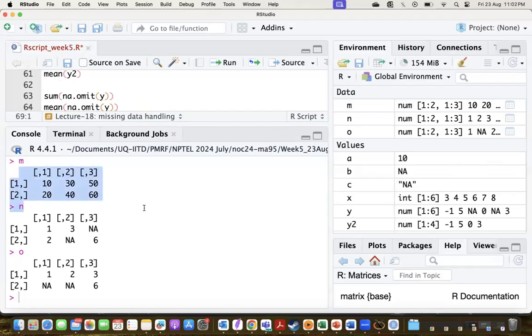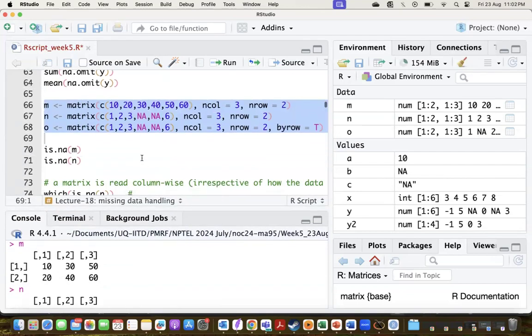The first matrix M is an ideal matrix. There are no missing values. In N, it is 1, 2, 3, NA, NA, 6, but this is filled column wise. So 1, 2, and then 3 and 4, and then 5 and 6. That's the order of filling it. And in matrix O, we filled it row wise. So 1, 2, 3 go here, and then NA, NA, 6 go there.